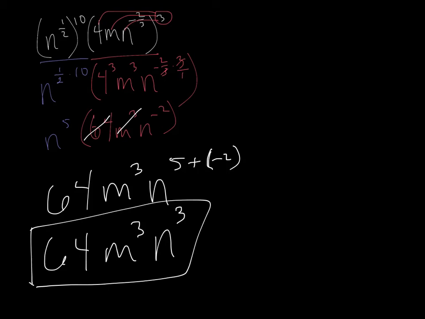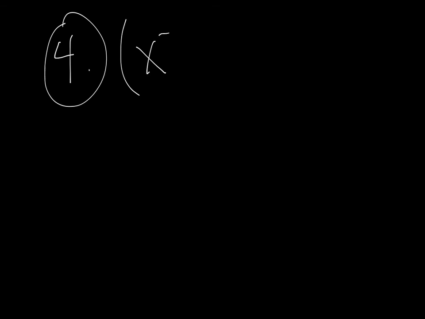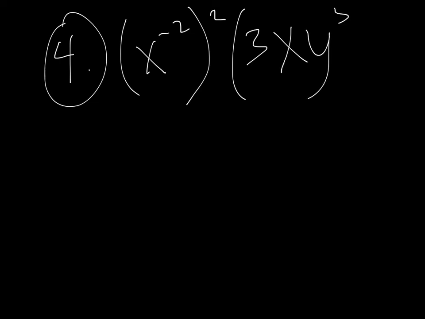So you just want to remember, like up on this step here, that you're distributing that cube power, the power of 3, to each part inside the parentheses. Now you try one. So this should be practice problem number 4. x to the negative 2 squared times 3xy to the 5th, all of that to the 4th power.